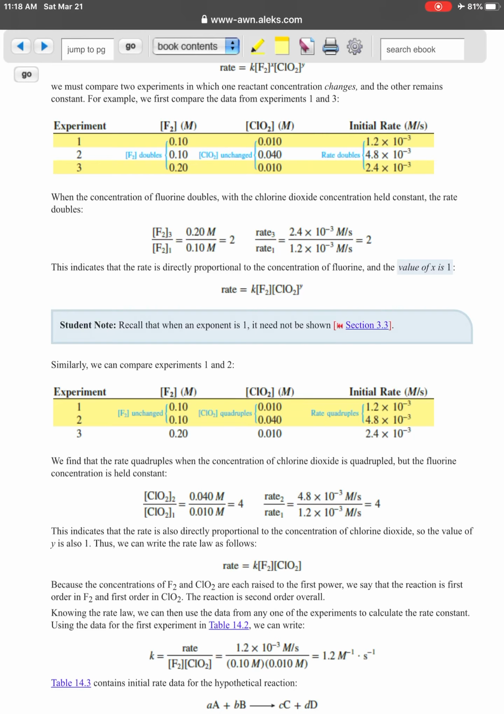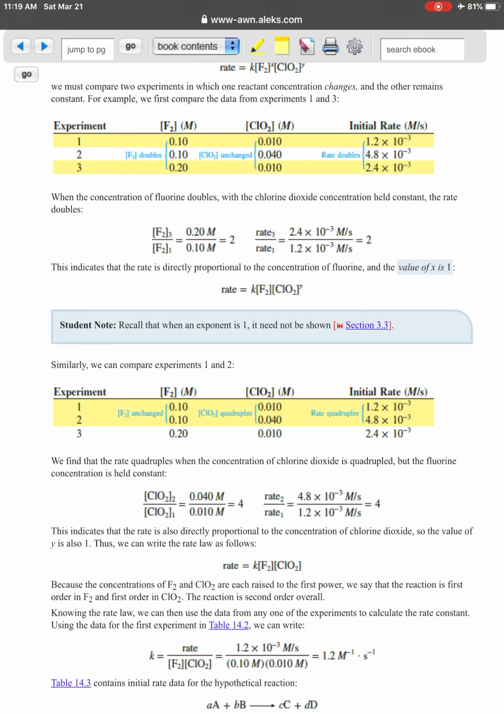Now, rate 3 divided by rate 1 is equal to 2.4 times 10 to the minus 3 molarity per second, divided by 1.2 times 10 to the minus 3 molarity per second. That's equal to 2 also. So take a look at what happened. This indicates that the rate is directly proportional to the concentration of fluorine, and the value of x is 1, right? If you double the concentration of F2 and the rate doubles, that means that the exponent x is 1.